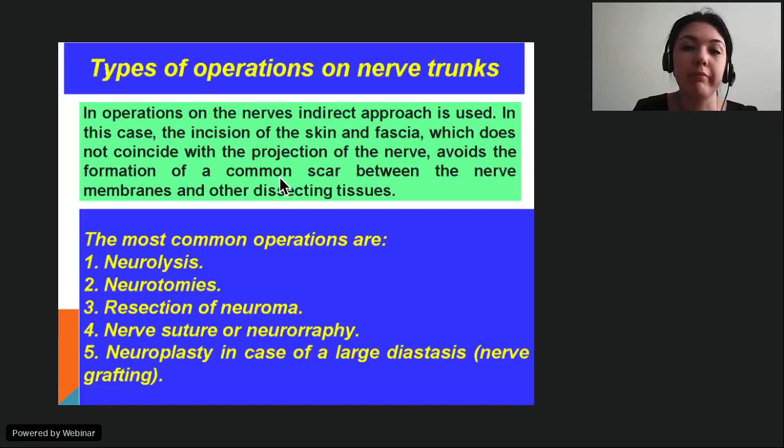It causes impairment of its function. So the most common operations on the nerve trunks are neurolysis and neurotomies, resection of neuroma, nerve suture or neuroraphy, raphy means suturing, yes, and neuroplasty in case of a large diastasis. Neuroplasty, the other name of it, is nerve grafting.